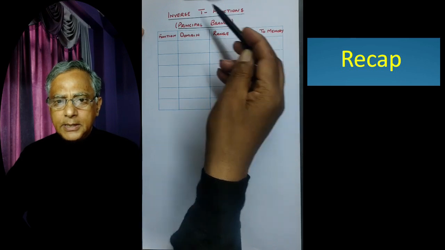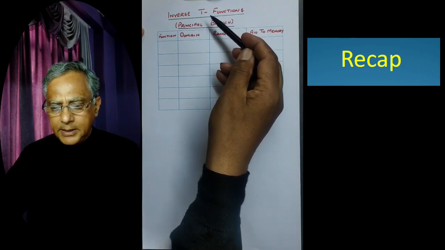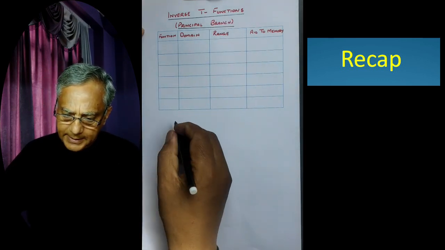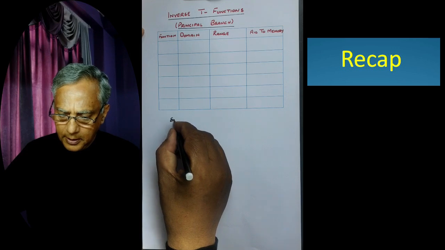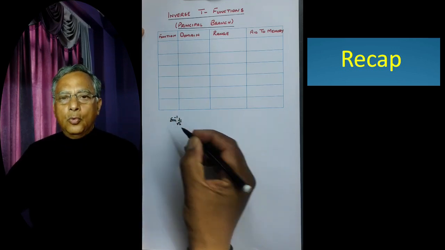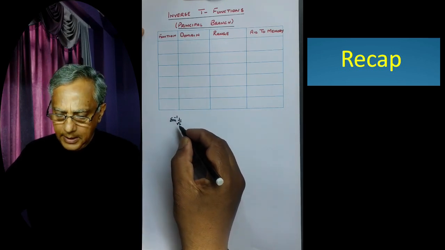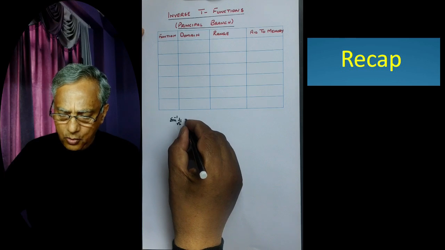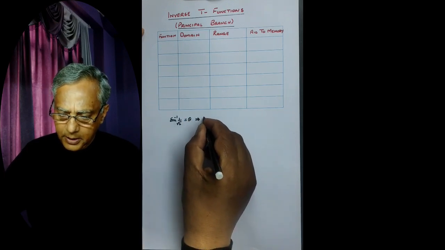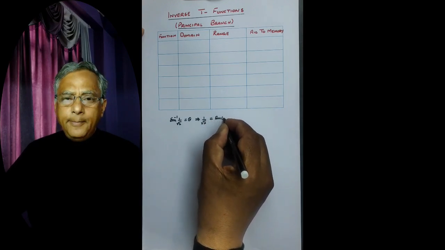All these functions are multiple valued functions. What does this mean? For example, say sine inverse 1 by root 2. What is the value of sine inverse 1 by root 2? Let sine inverse 1 by root 2 be equal to theta. This implies 1 by root 2 is equal to sine theta.